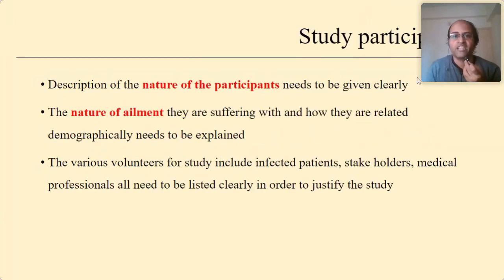Then we have study participants. For study participants, we have to pick very clearly and in a very proper manner the nature of participants, why a particular set of participants have been picked up. Is it based on the nature of element or is it based on specific demographic region where that element has been found, has to be explained clearly. Now, the participants or the volunteers who are infected, along with the people whom they meet with, the medical professionals and also the stakeholders who are involved in this project, have to be also listed very clearly and very properly.